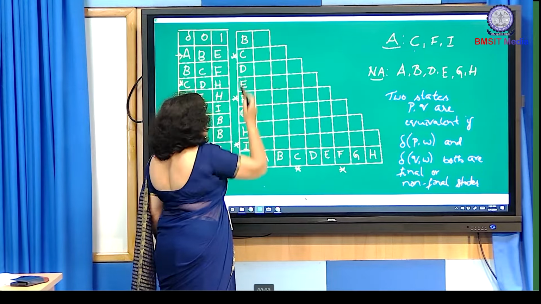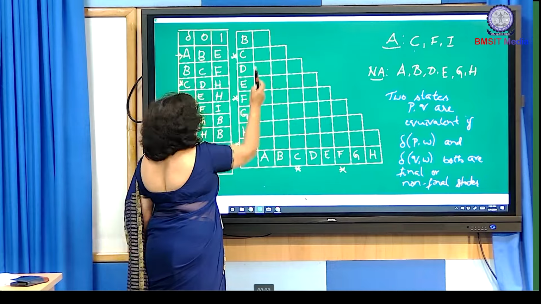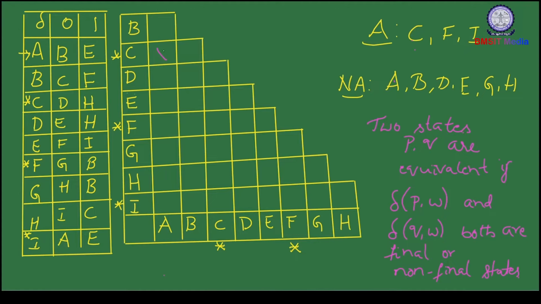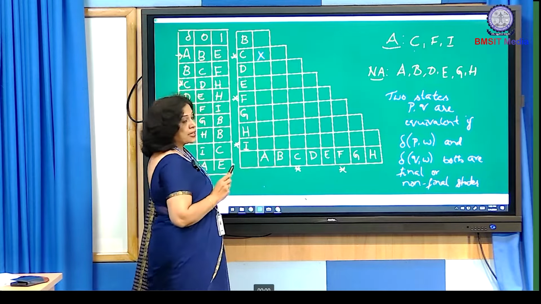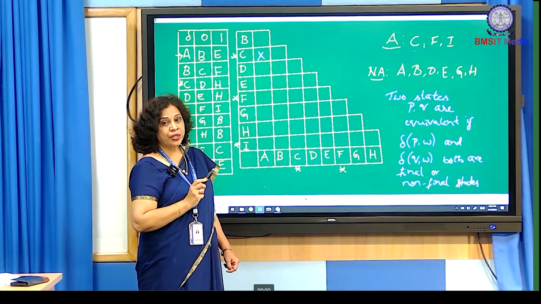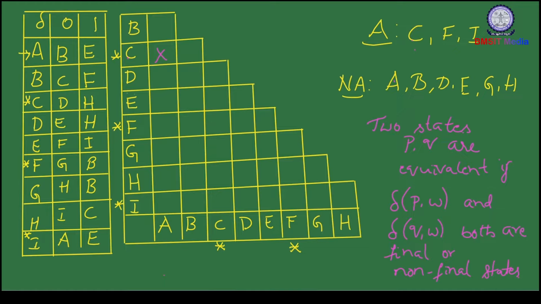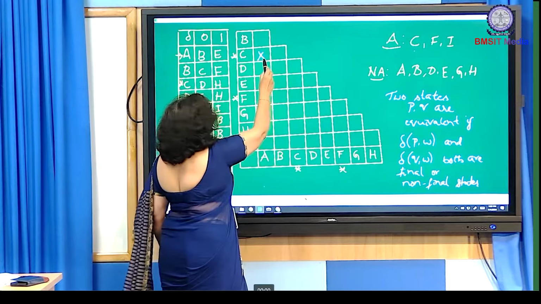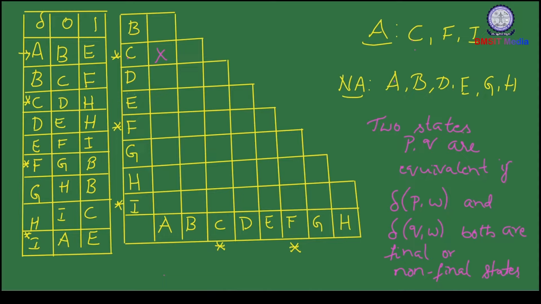Look at AB: both are non-accepting, so we will not make an entry. What about AC? One is non-accepting, the other is accepting, so we will make an entry for AC. How about AD? Both are non-accepting. The easiest method is to choose the horizontal row of a final state and look at its cells. I take this row to make the horizontal entries. This is AC: one is here, one is here, so I can make an entry. Next cell I take is BC. BC also, one is accepting, one is non-accepting.